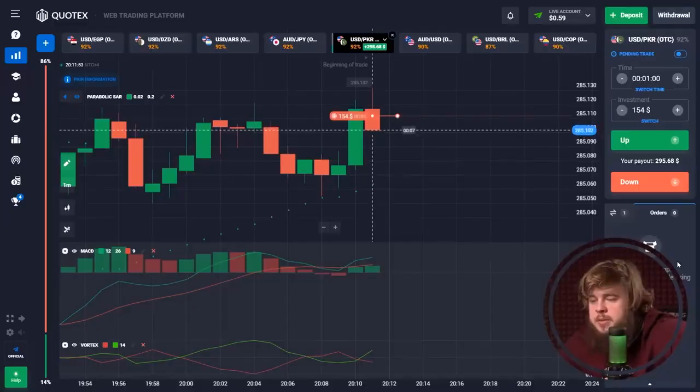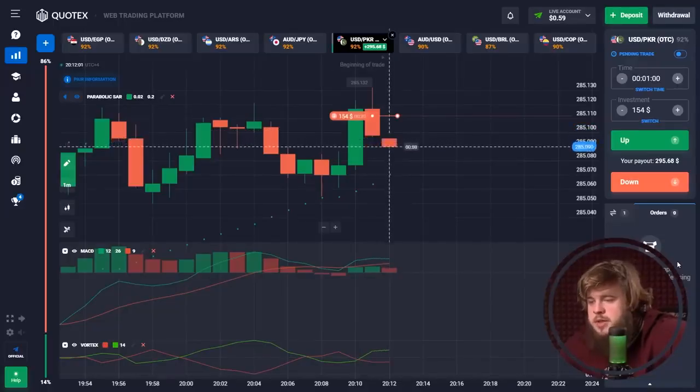Now we have opened a sell position of $154. As you see, price has reached a strong level of resistance. Technically, we are going down, and together with it, indicators are telling us the same. That's why let's try.